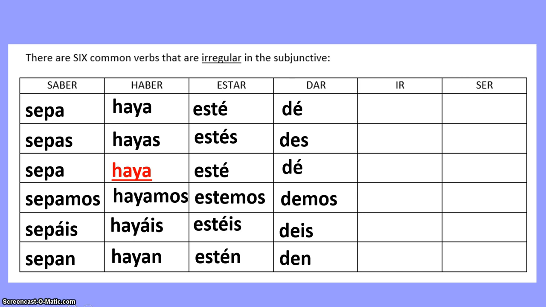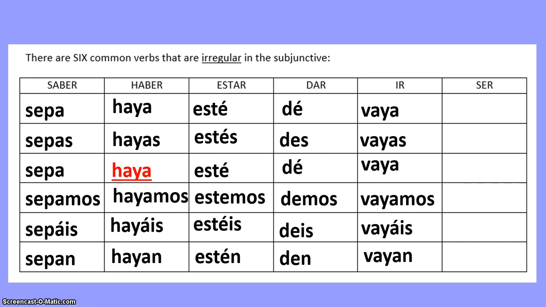Next we have ir. Ir means to go. Our forms are vaya, vayas, vaya, vayamos, and vayan. And finally, we have the verb ser. Ser also means to be. Our forms of ser in the subjunctive are sea, seas, sea, seamos, and sean.